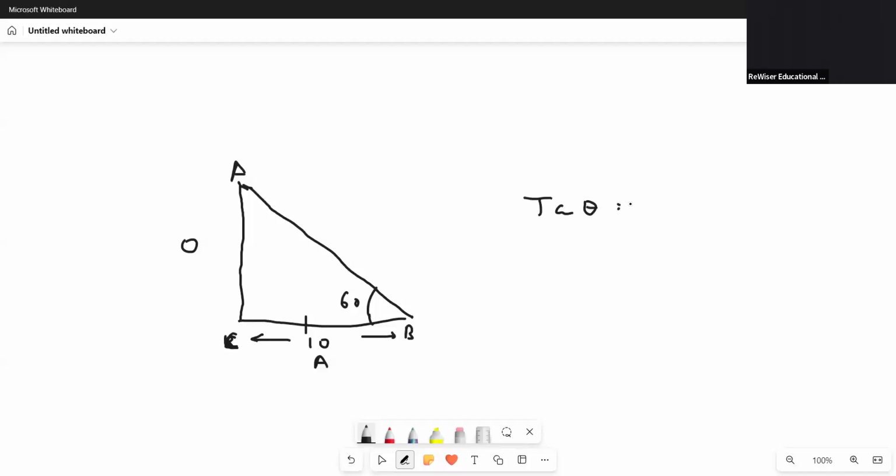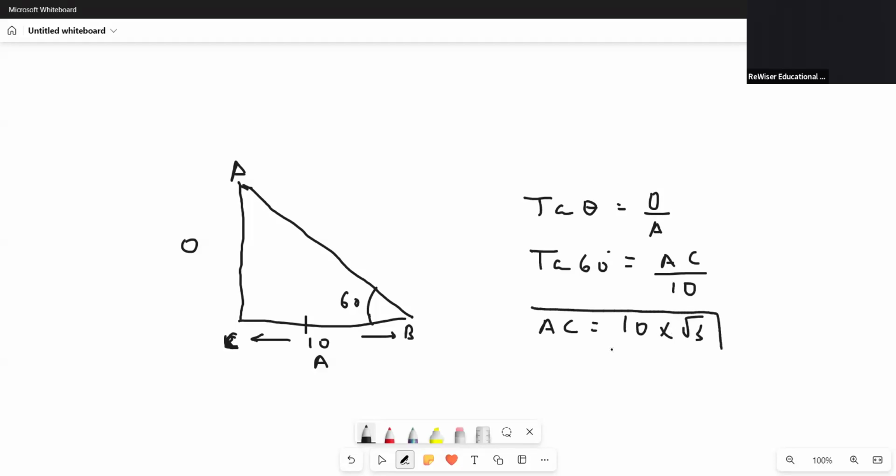Now, tan theta is given by the generic formula O over A. Here theta is 60 degrees, so we can write tan of 60 degrees, and O is nothing but the height of the lighthouse, which is AC, and A is given as 10. So the height of the lighthouse AC is 10 into root 3, because the value of tan 60 degrees is root 3. That's how we get the height of the lighthouse, which they have asked.